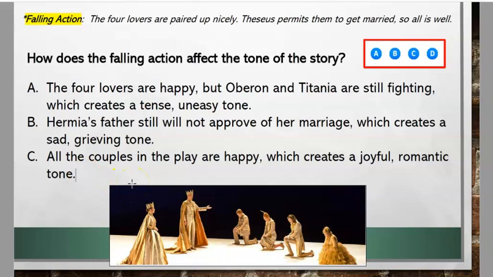Okay, so the falling action, the four lovers are paired up nicely. Theseus permits them to get married, so all's well. That affects the tone of the story. All the couples in the play are happy, which creates a joyous or joyful romantic tone.